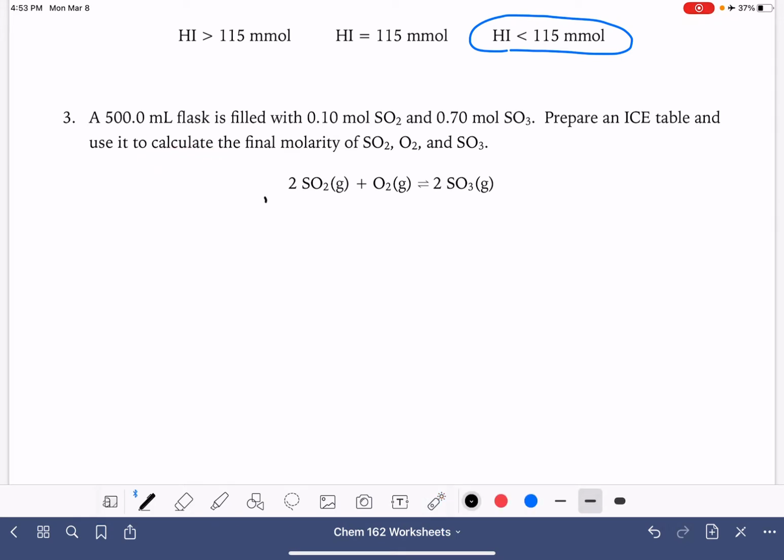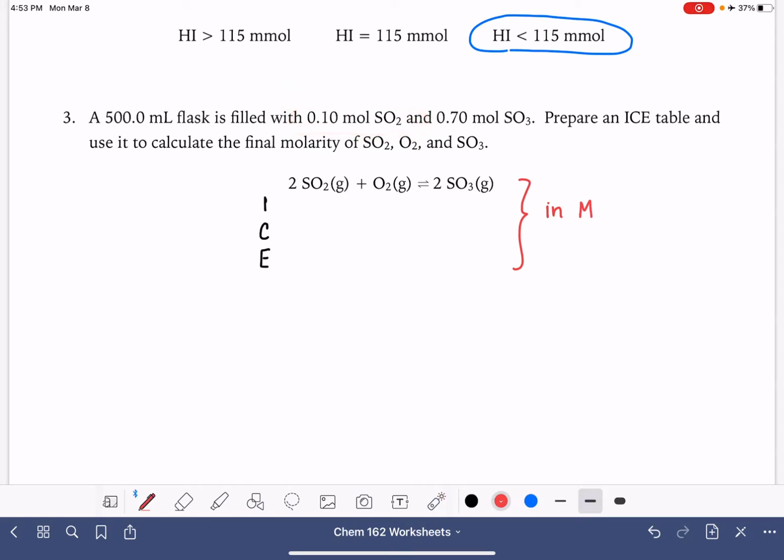To do these types of calculations, we're going to use a tool called an ICE table. That stands for Initial, Change, and Equilibrium. We're going to begin by filling in the initial concentrations of all three of the substances, and everything in this ICE table needs to be in units of molarity. So the problem is telling us how many moles we have in our volume, but we need to figure out what that is in terms of molarity.